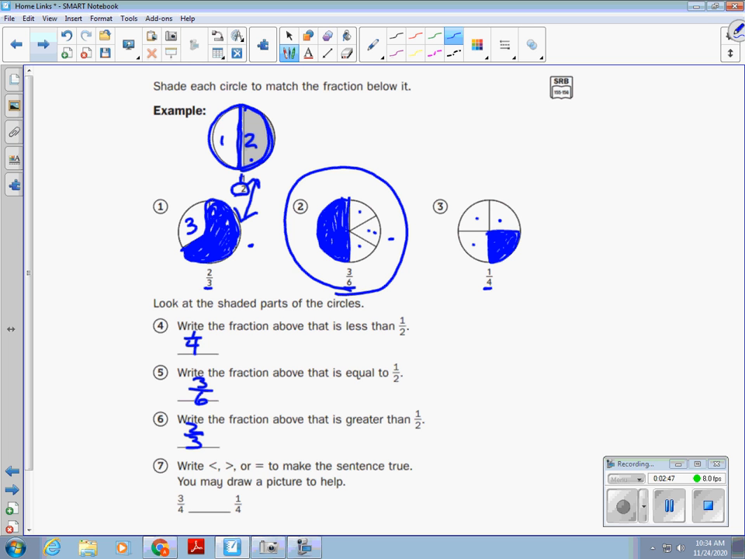And then for number 7, they want you to use less than, greater than, or equal to make the sentence true. And you can draw a picture if you need to help. But let's look at this. It says 3/4. Would 3/4 be less than, greater than, or equal to 1/4? Well, let's look at it. They both have the same number of parts. There's 4 parts in it. So if I look at that one here, I can put it into 4 parts.